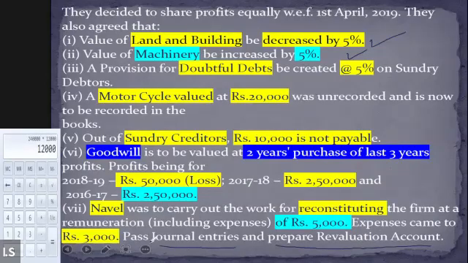Next point. Provision for doubtful debt to be created at 5% on sundry debtors. Now, what is provision for doubtful debt? We are anticipating that we won't be able to recover 5% of the value of the debtor. Let's just look at the value of the debtor.